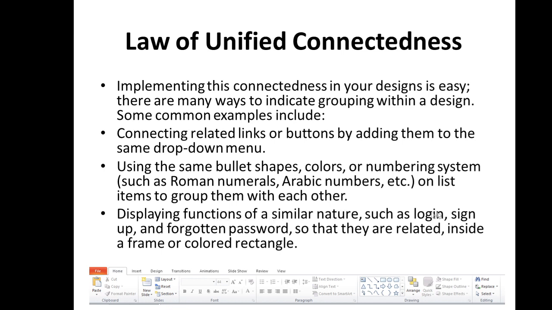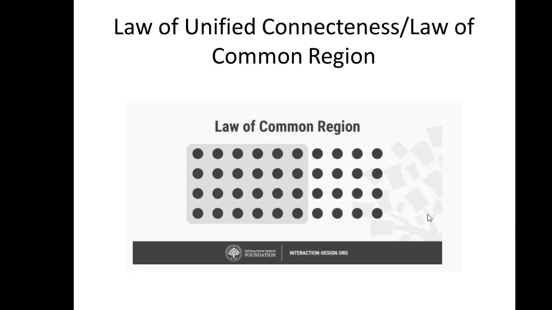Another is displaying functions of a similar nature, such as login design, so that they are related inside a frame or colored rectangle. So here, you notice that there are also frames. Meaning that everything inside a single frame should be similar. This is the case here, because if you look at this, these are all about formatting text, and this frame here is about formatting paragraphs, etc. So the law of unified connectedness, or I believe this is also the law of common region. If we group this, then although they are similar, we could say that maybe these are similar rather than the whole circles.